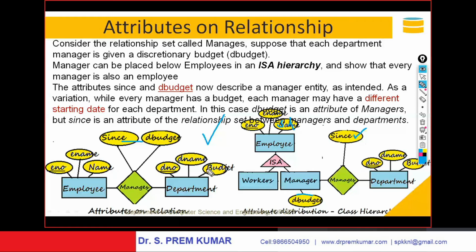And hence, I had depicted the same diagram like this. This is a better diagram when compared with the previous diagram. Please go through this for a minute.